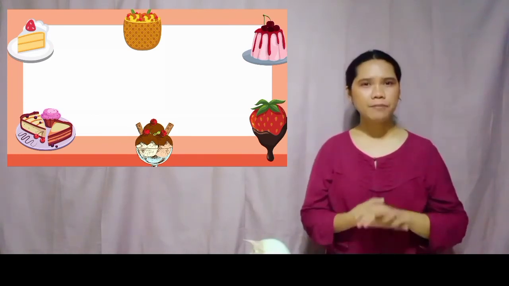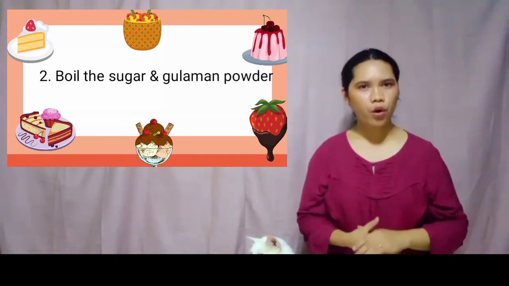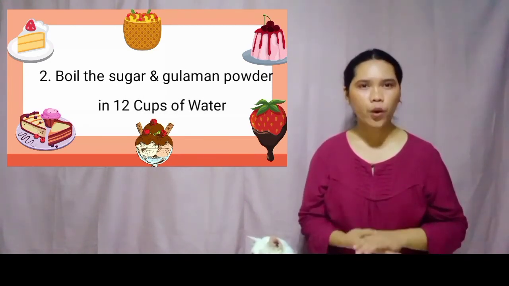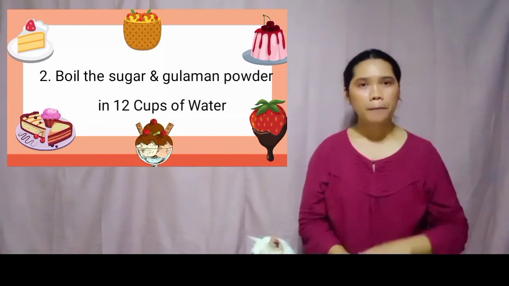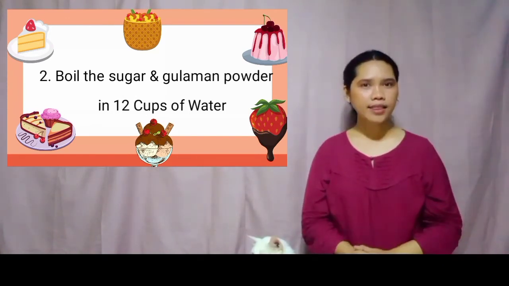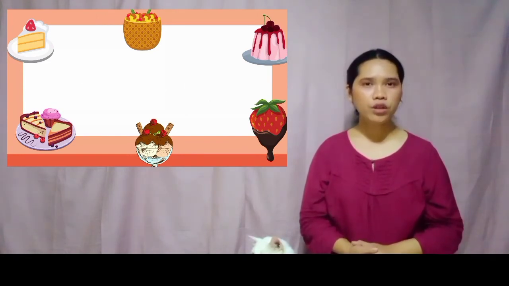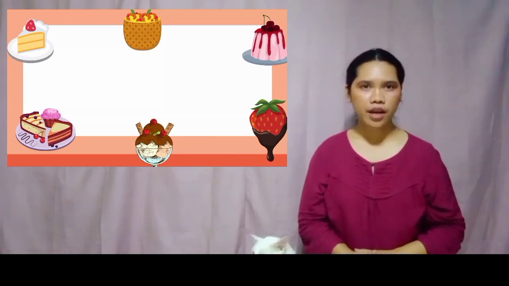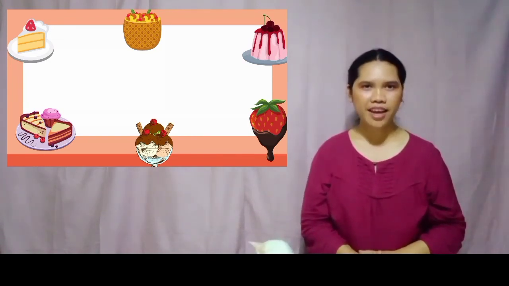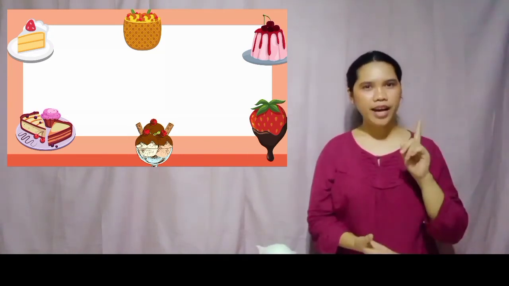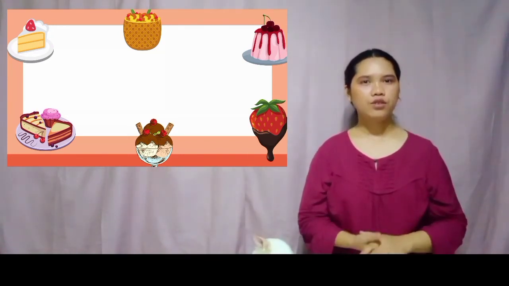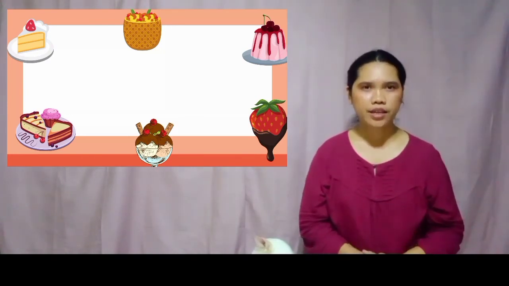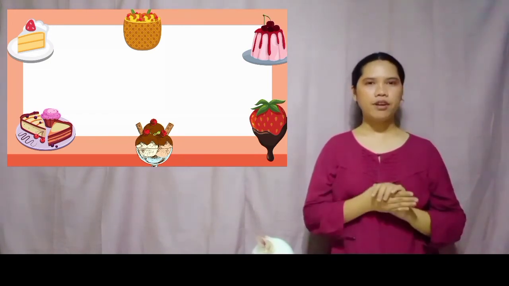Okay, so the second step is you have to boil the sugar and gulaman in 12 cups of water. But remember, you can lessen the amount of water if you want your jelly to be firmer, okay? Remember that if you want it more firm, you have to lessen the amount of water, okay? Is that clear? Okay, very good.